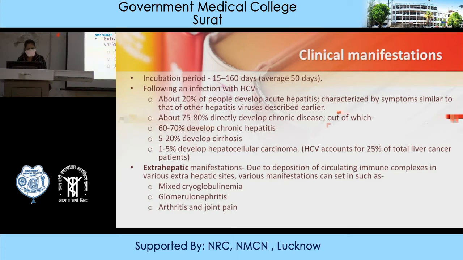Extrahepatic manifestations are due to deposition of circulating immune complexes in various extrahepatic sites. Various manifestations can set in such as mixed cryoglobulinemia, glomerulonephritis, and arthritis and joint pain.